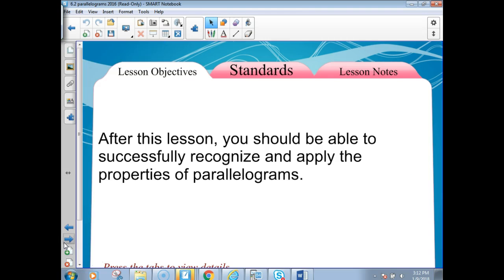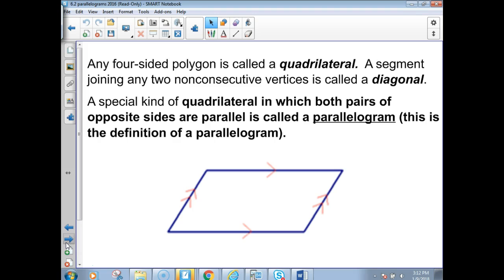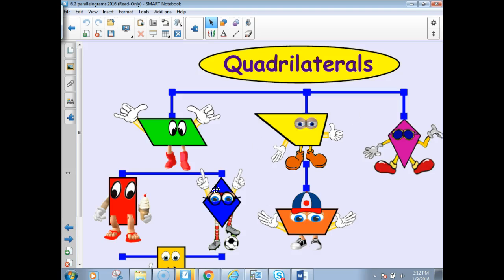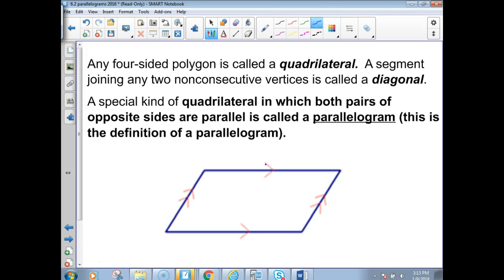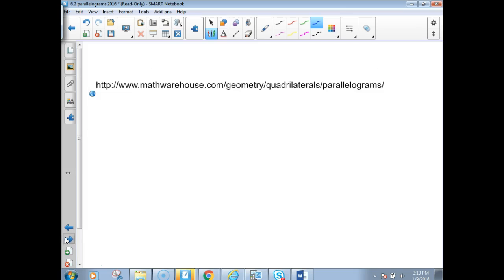Okay, 6-2 parallelograms. We're going to go kind of quick because what we're actually doing, these are quadrilaterals, which we're going to study all of them. We're doing this guy right here, first one, parallelogram. Any 4-sided polygon is called a quadrilateral. A segment joining any 2 non-consecutive vertices is called a diagonal. A special kind of quadrilateral in which both pairs of opposite sides are parallel is called a parallelogram. These arrows, if they're not clear, you can darken them. That's the definition of a parallelogram, a quad with 2 pairs of parallel sides.